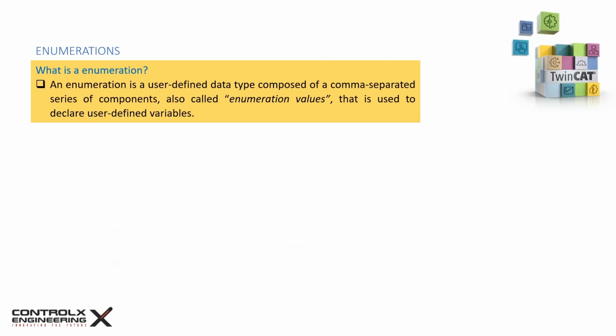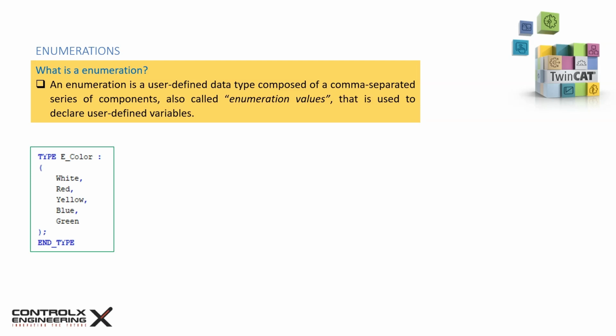So now we can answer the question, what is an enumeration? Like the structure, an enumeration is also a user-defined data type composed of a comma-separated series of components called enumeration values that is used to declare user-defined variables. The base data type for an enumeration declaration is int or integer data type by default. However, you can also declare enumerations that are explicitly based on a different integer data type, like uint or udint. If no start integer value is defined, then by default, the enumeration value starts from 0, as shown.